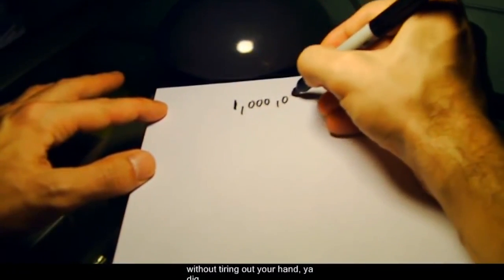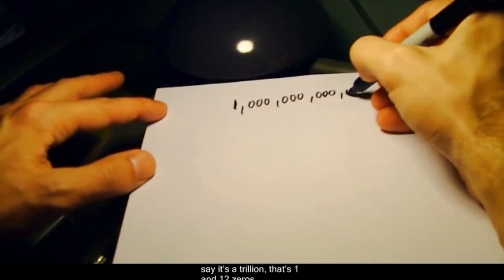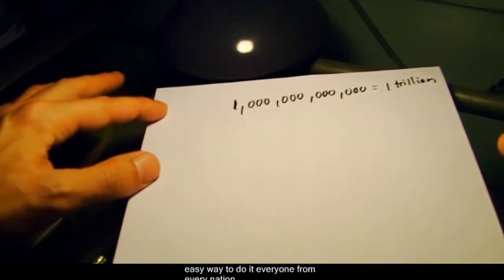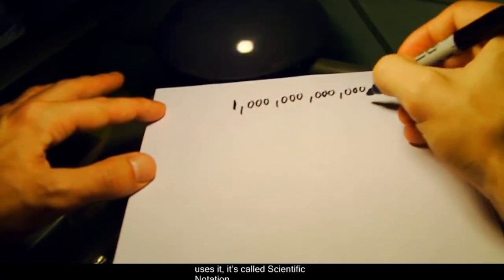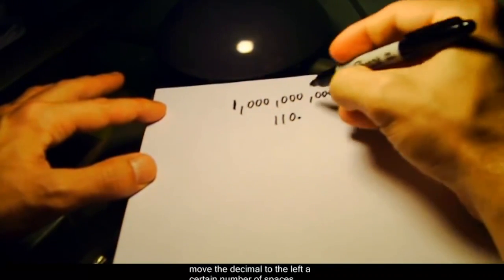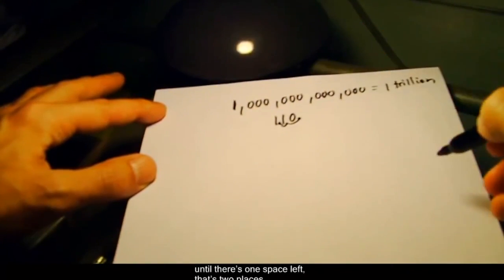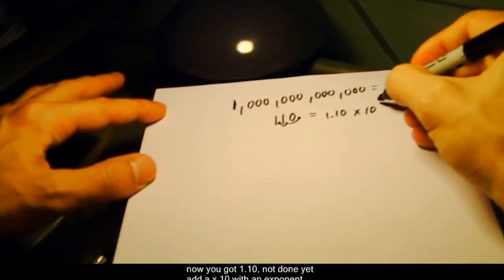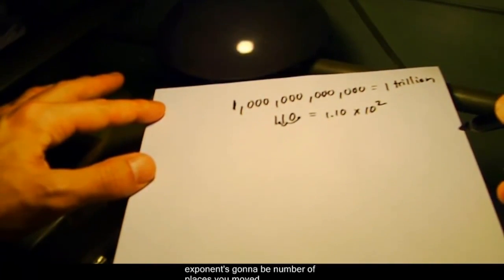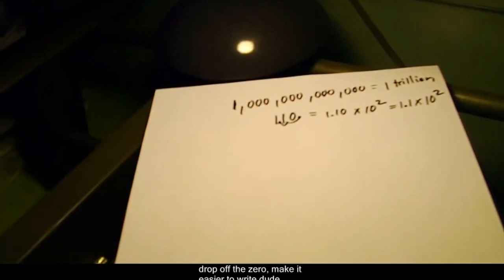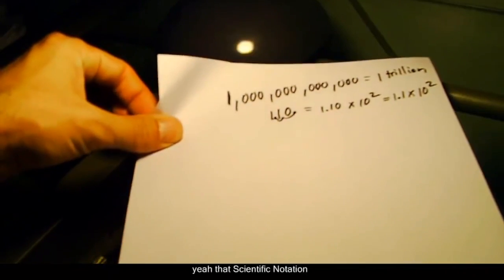A number really big without tiring out your hand, you dig? Say it's a trillion, that's 1 or 12 zeros. 1 million million, I ain't writing that out, bro. Easy way to do it, everyone from every nation uses it. It's called scientific notation. Let's start with a number like 110. Look for the decimal, it's at the end. Move the decimal to the left a certain number of spaces until there's 1 space left, that's 2 places. Now you got 1.10 not done yet. Add it times 10 with an exponent. Exponent's gonna be number of places you moved. In this case, that's gonna be 2. Now you got 1.10 times 10 to the 2. Drop off the 0, make it easier to write, dude. Yeah, that's scientific notation.